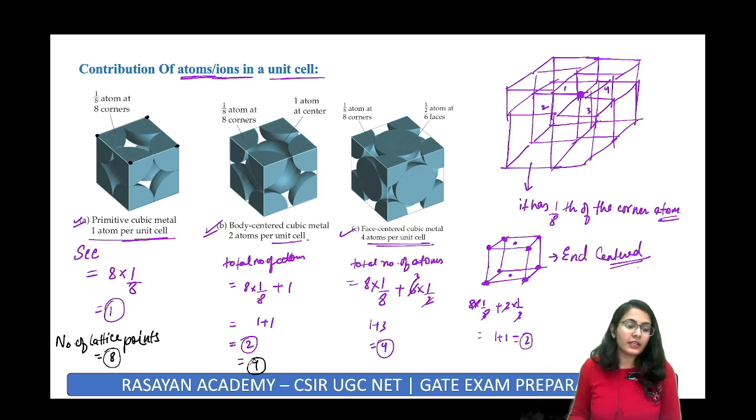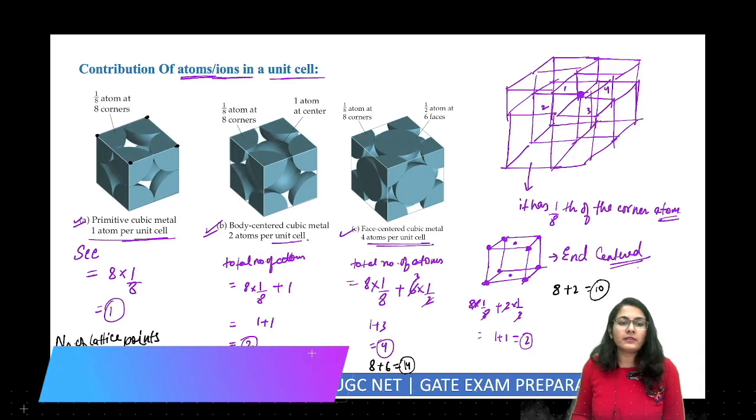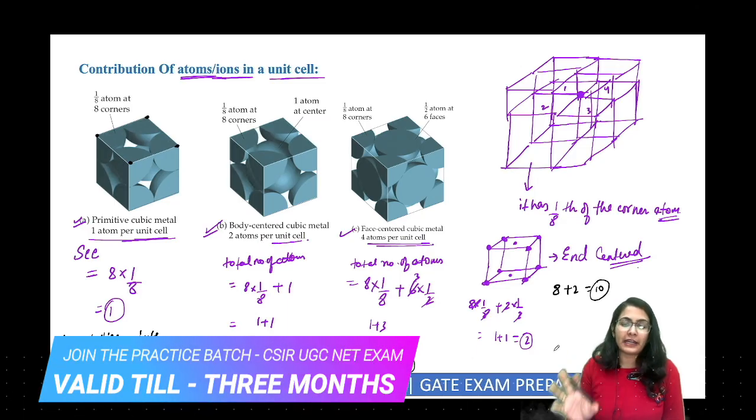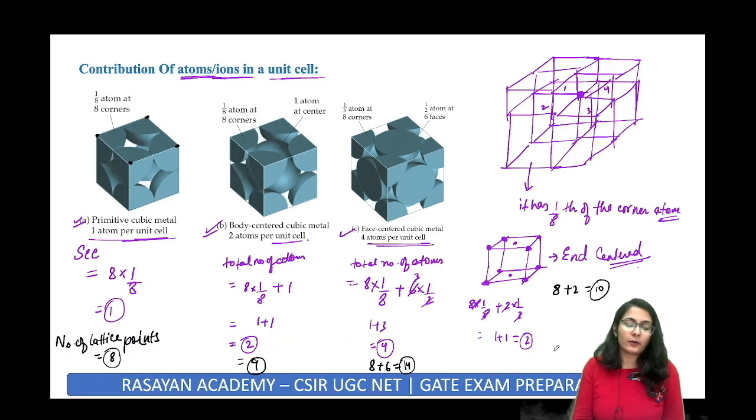I'm writing this in the black color. Okay. Then you have FCC. So you have 8 corners, 8 plus 6 faces, because definitely the atom is present at so many positions. So 8 plus 6 is equal to 14. Then comes the end center. End center means you are having 8 plus 2 more. This is equal to 10. So the black ones are all the total number of lattice points which are present. Okay. Very well. Now we move onwards.